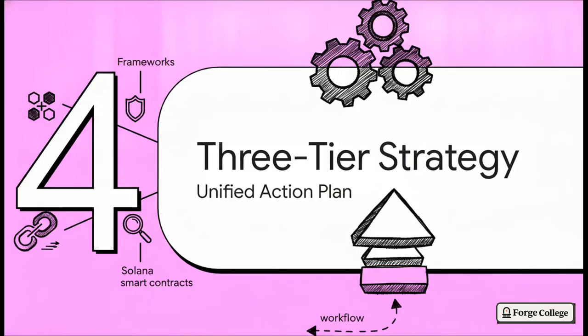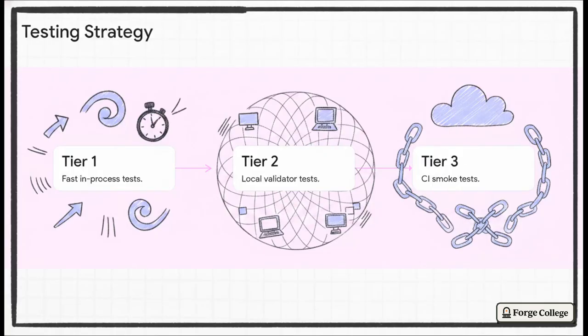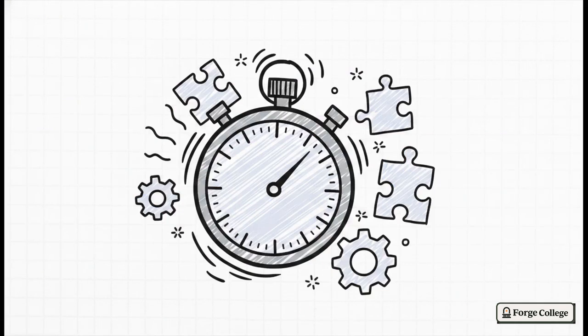Section 4, the 3-tier strategy, unified action plan. So the crucial point is that having all these disparate tools is great, but we really need to assemble them into a unified, actionable master plan for your dApp. By structuring your tests into 3 distinct steps, you get the absolute best of both speed and accuracy. You strategically layer them to build a comprehensive, rock-solid safety net for your program. Let's break those tiers down.